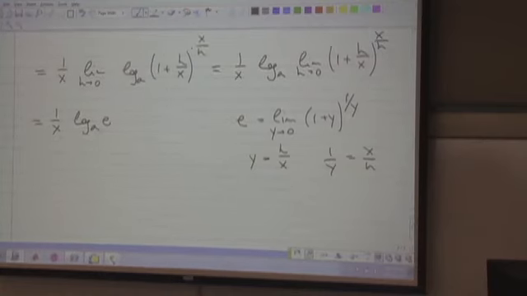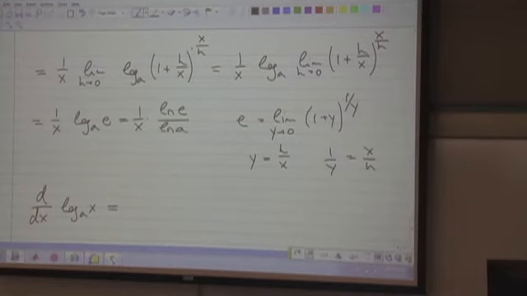Which says that the derivative of log base a of x is equal to, now before I actually write the actual formula, let me write it in a nicer way, because 1 over x times log base a of e doesn't look very nice. With the change of base formula, I can write this as 1 over x times ln of e divided by ln of a.